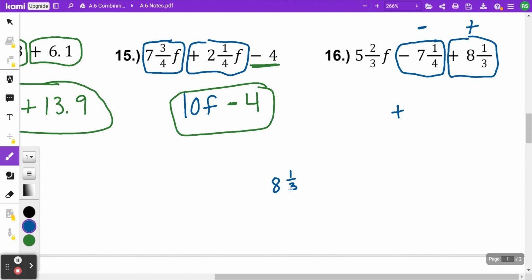So 8 1/3 minus 7 1/4. Now we're going to have to get some common denominators there. What if we turn them both to twelfths? So let's multiply this first fraction by 4. So that's going to give us 4/12. So let's rewrite that as 8 4/12. Okay, and then the second fraction, let's multiply it by 3. So that's going to give us 3/12.